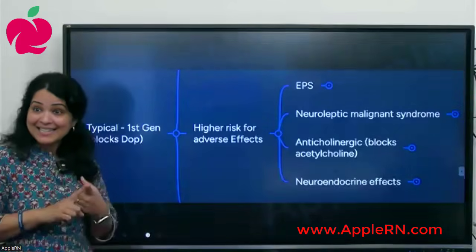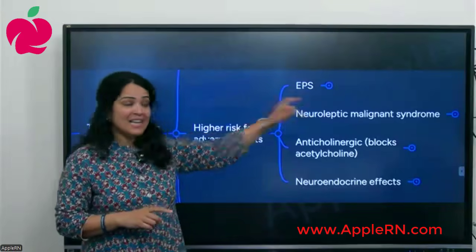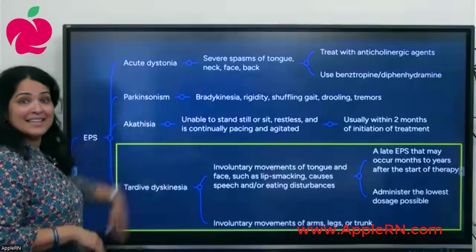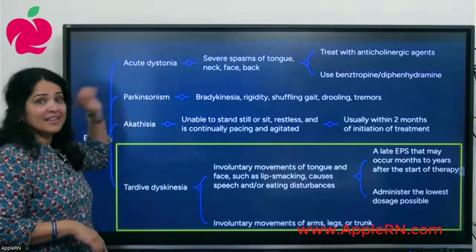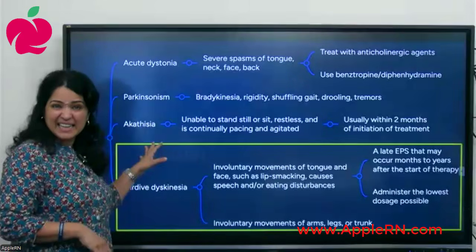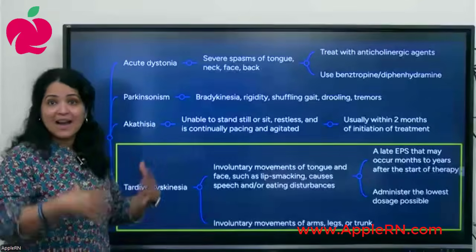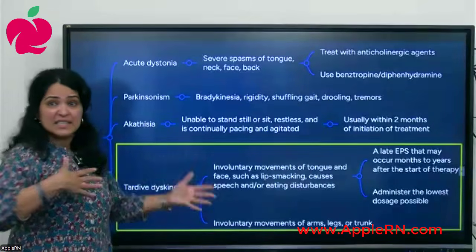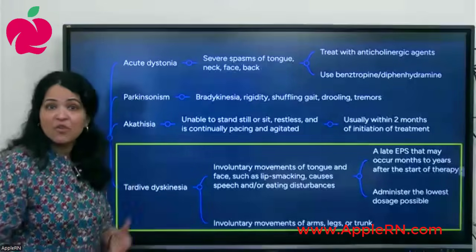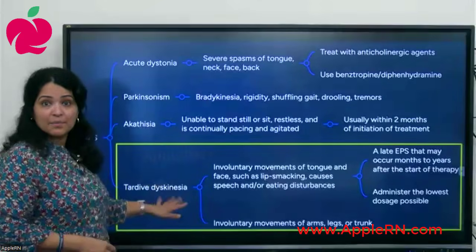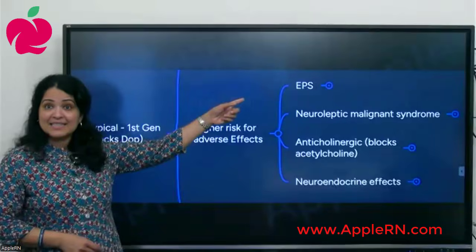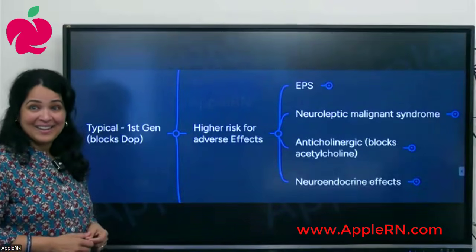And they are EPS. What is EPS? I hope you remember EPS. There are so many things in EPS. There is dystonia, there is Parkinsonism, where there are all these gait problems. There is akathisia, where they are not able to stand or sit, or they're restless, they're pacing. And there is tardive dyskinesia, which can be involuntary movement. So that's one problem. We know EPS is something which can happen with antipsychotics.